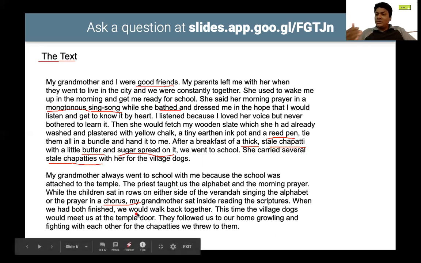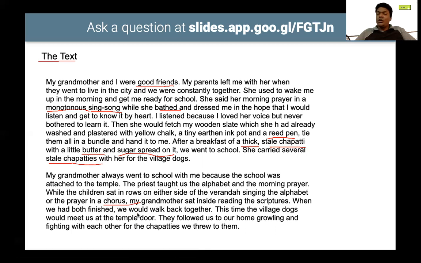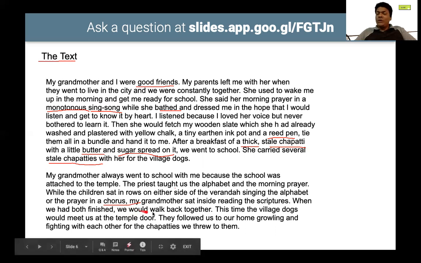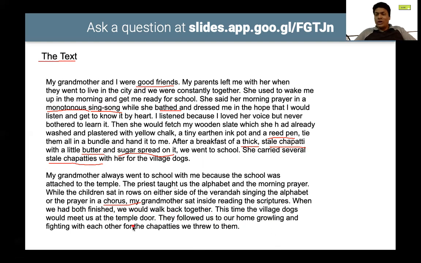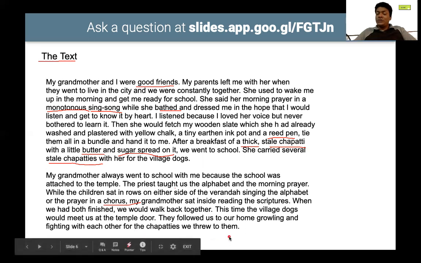The writer's school was also done, so they would walk back together, and while they were coming back, what did they find? This time the village dogs would meet us at the temple door. Usually we know that if we give food to dogs in a particular place, the dogs come to that place every day, right? This also happened with the writer and the writer's grandmother.